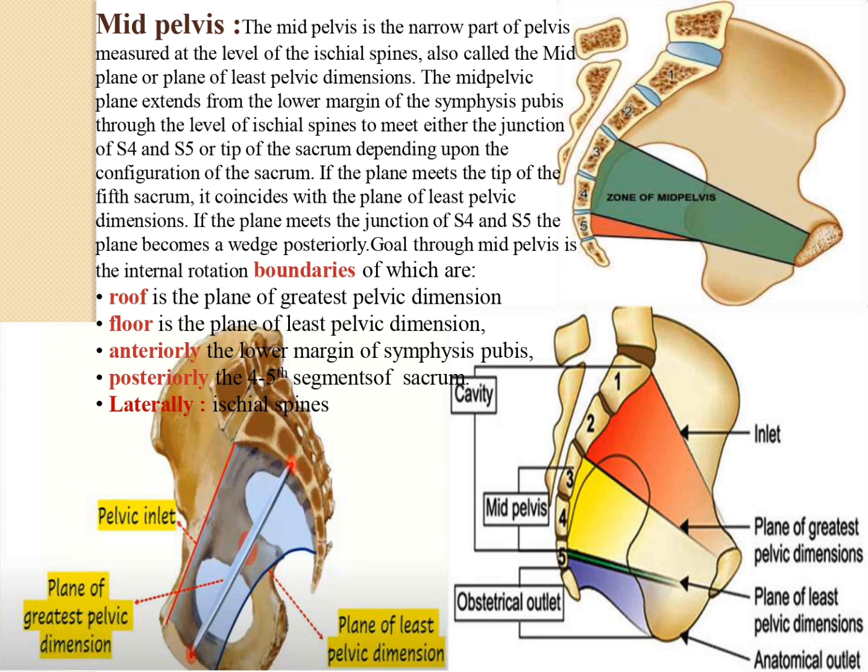The goal through the mid pelvis is internal rotation. Its boundaries are: the roof is formed by the plane of greatest pelvic dimension, and the floor is formed by the plane of least pelvic dimension. Anteriorly, the mid pelvis is bounded by the lower margin of the pubic symphysis. Posteriorly, it is bounded by the fourth and fifth sacral segments. Laterally, it is bounded by the ischial spines.